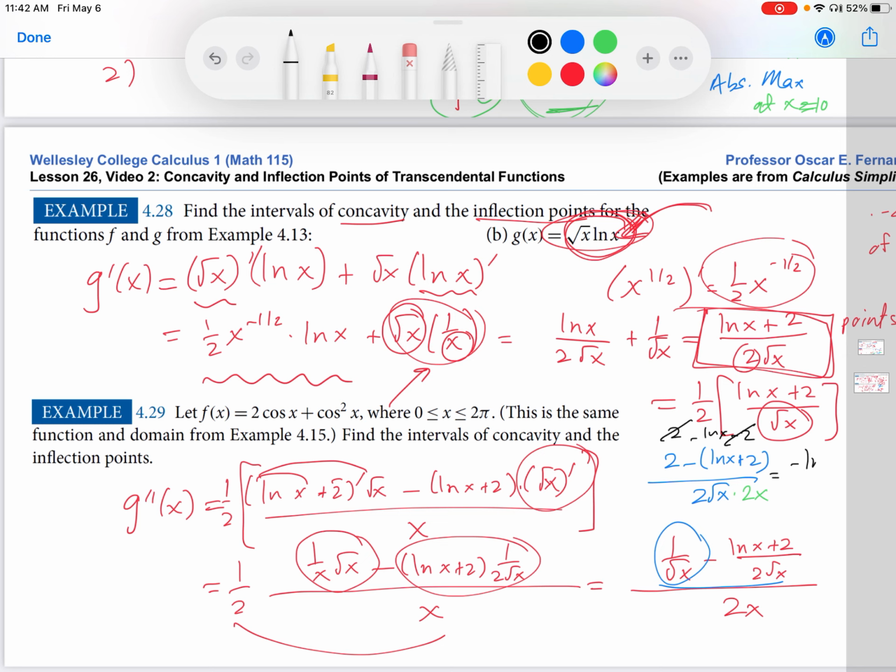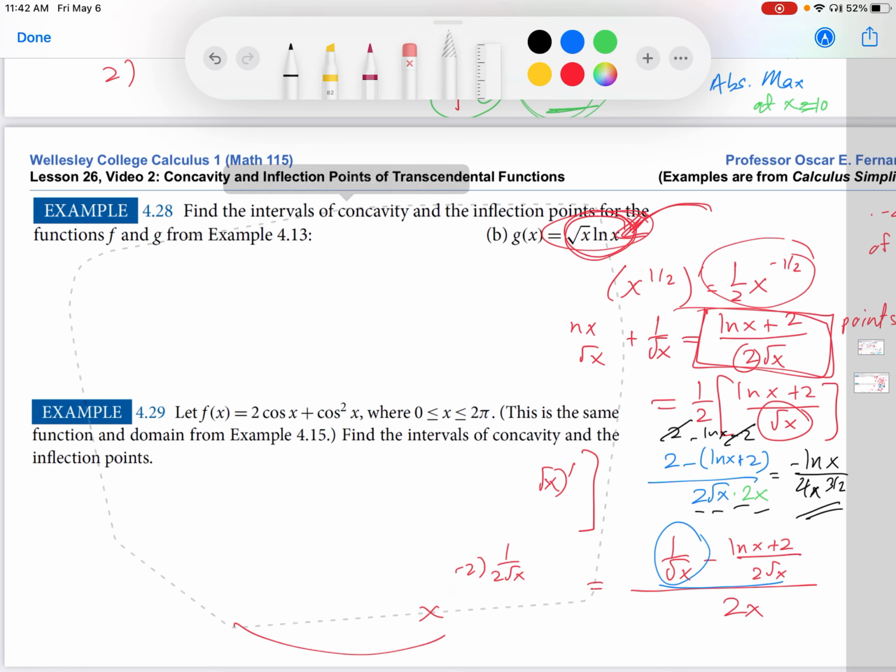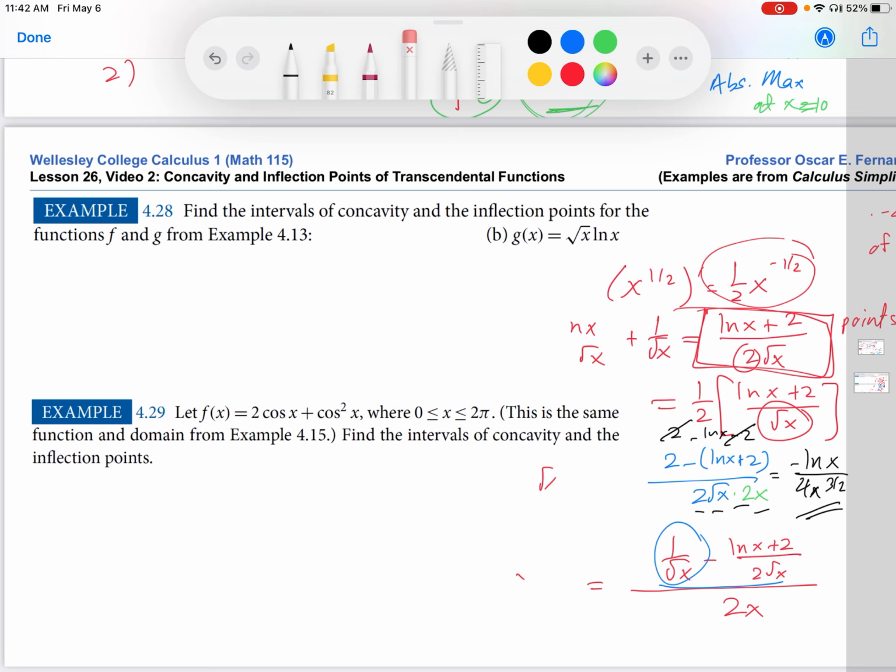So I get minus ln of x over 2 and 2 is 4, and then square root of x times x, that's x to the 3/2. So this is a much simpler expression for the second derivative. So I'm going to get rid of most of this and then write down what matters for our purposes, which is that simplified form for g double prime. So g double prime of x is minus ln of x over 4x to the 3/2.